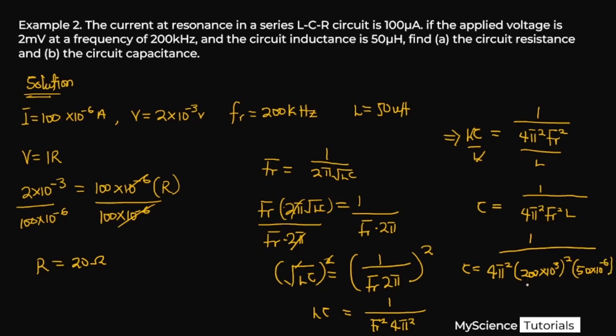Okay, so if we compute that, we realize that 1 over 4 pi squared multiplied by the resonant frequency squared multiplied by the inductance is going to give us a capacitance, or our C will be equal to 1.267 times 10 raised to the power minus 8, which we can rewrite as C equal to 12.67 nanofarad. So this is now our circuit capacitance.